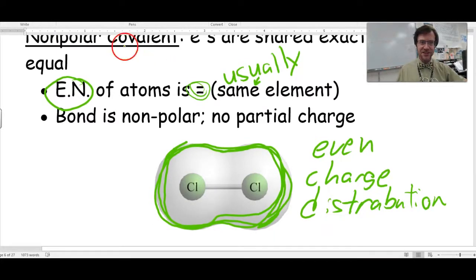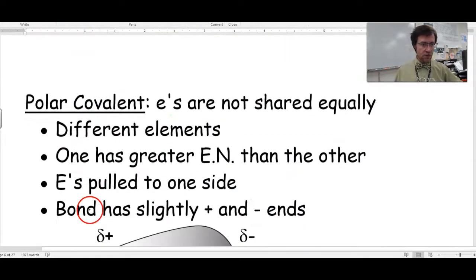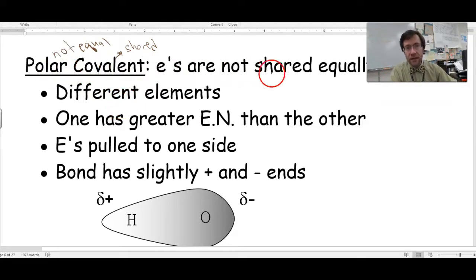So that's why I wanted to start there, because it's going to get spicy right now. Because let's head over to polar covalent. Now, polar, if you remember, means not equal, and covalent means shared. So that means they're not shared equally. It's right there, it's right in the name. So polar covalent means that they are shared, but they are not shared equally.